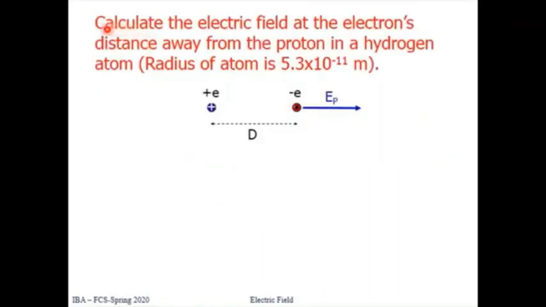Let's have a look at a very quick problem. Calculate the electric field at the electron's distance away from the proton in a hydrogen atom, and the radius of the hydrogen atom is 5.3 × 10^-11 meter.